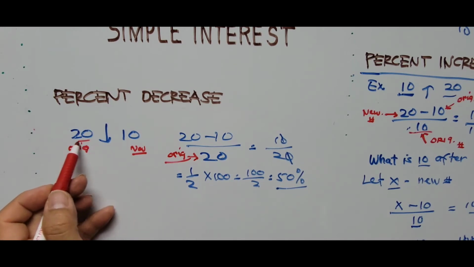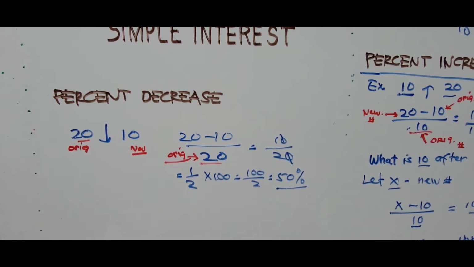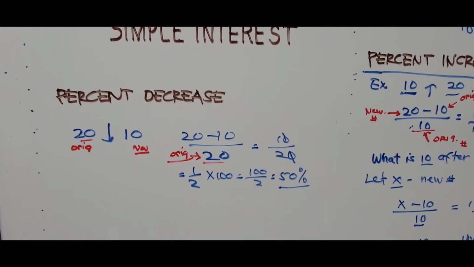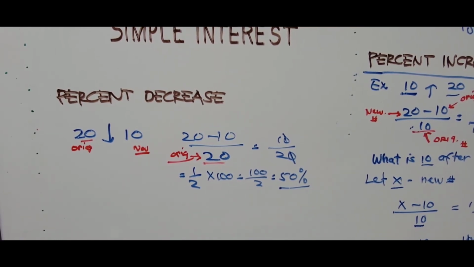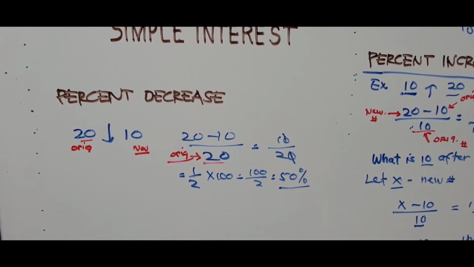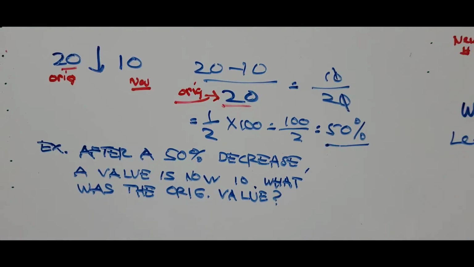So that's why the original number will always be in the denominator. All right, that's a very important note. Solving percent decrease or percent increase. In those previous examples, we didn't use much algebra solving the problem, but in here, we'll be using a little bit more algebra. Percent decrease, so let's do that.